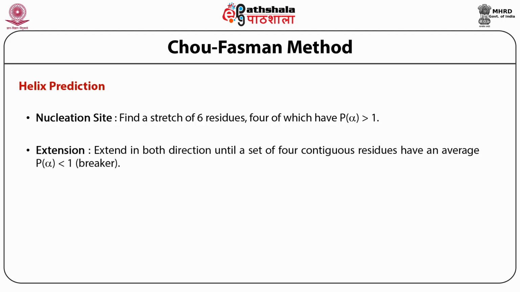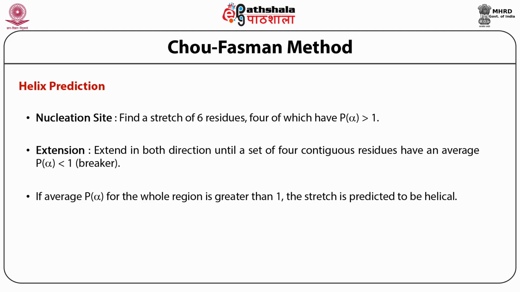Once you have found the helix nucleation site, you can extend it towards the N terminus and C terminus by another rule: you take 4 contiguous residues just off the N terminus or the C terminus of the helix, take the average helical propensity for that, and that must be greater than 1. If it becomes less than 1 at a certain point, consider the helix to have ended at that point. Then again, the final average propensity of the entire predicted stretch must be greater than 1. If all these criteria are met, then you have a helix. Similarly for beta strands, and similarly for turns.